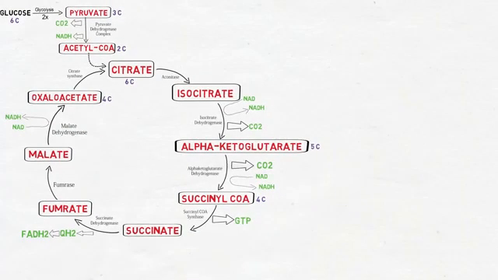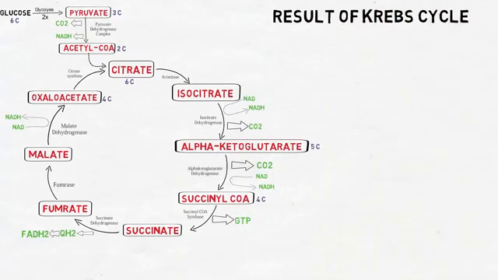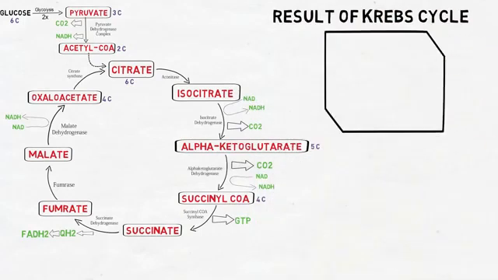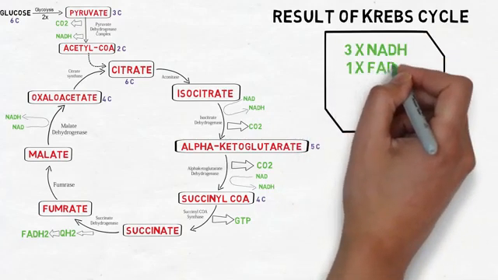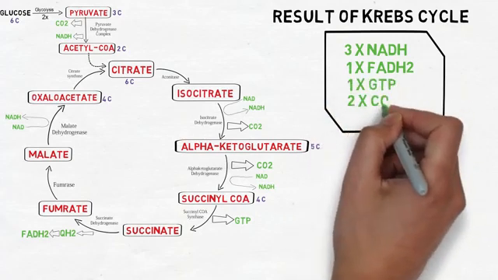Now let's look at the results of the Krebs cycle. Through each cycle of the Krebs cycle, following products are generated: 3 molecules of NADH, 1 molecule of FADH2, 1 molecule of GTP, and 2 molecules of carbon dioxide.